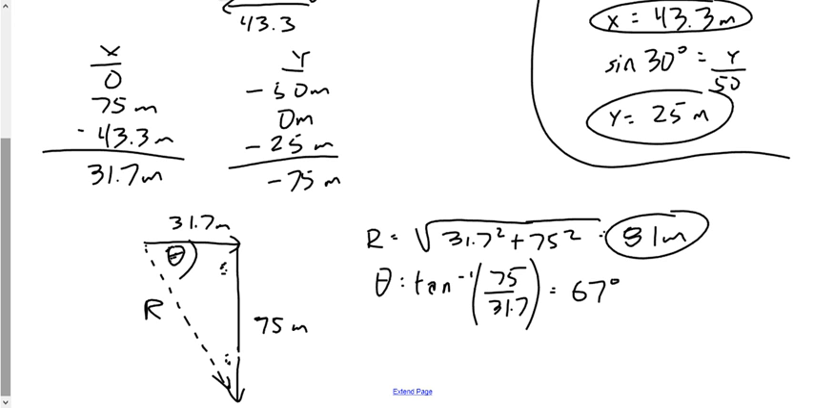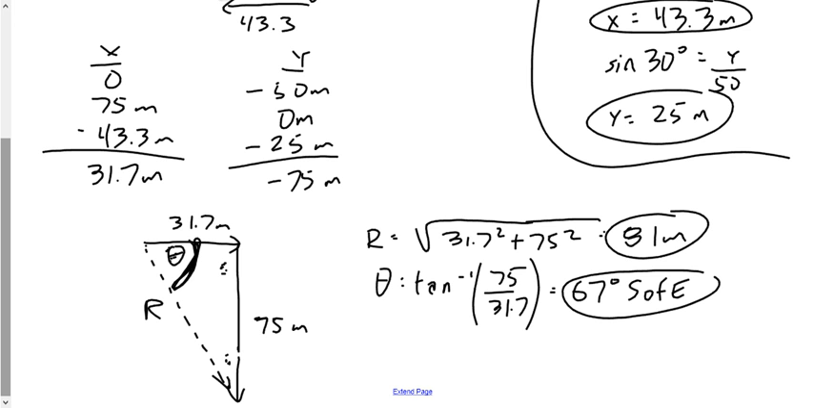67 degrees what of what? Mason, what is that? Is that east of north? Is that north of east? Yeah, we went south and we went east, but our angle is measured from the east. Right? We have this resultant vector, theta, measured from the east vector. So it's south of east.